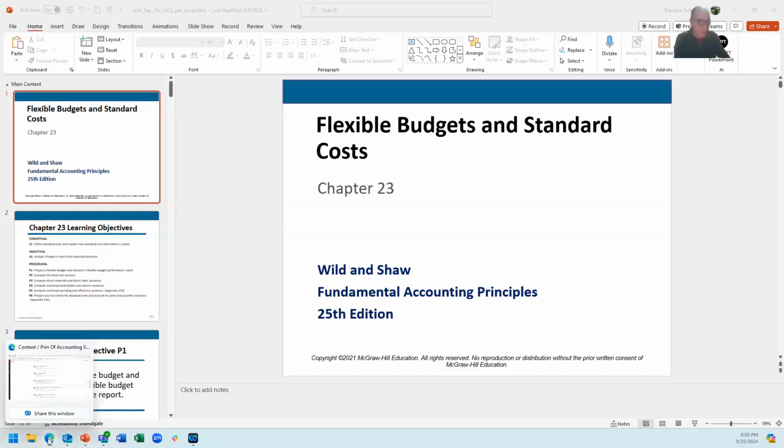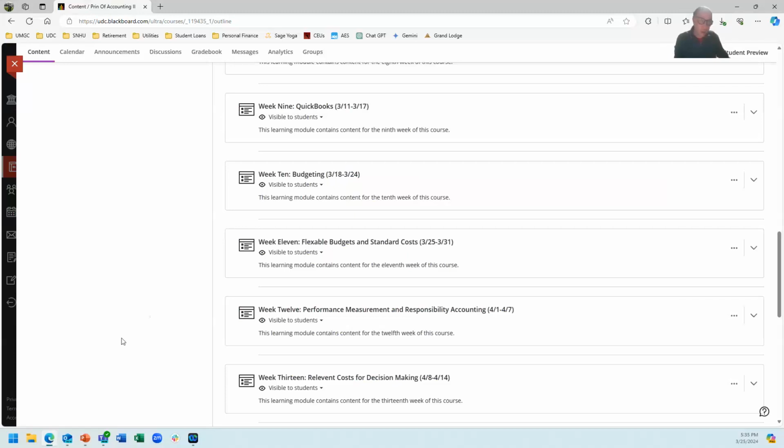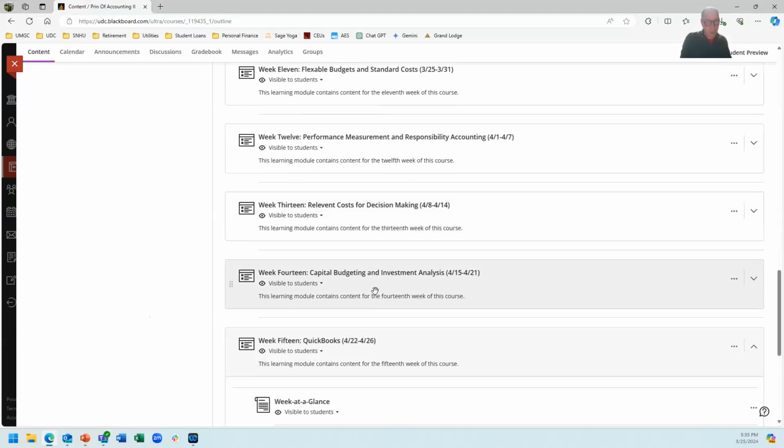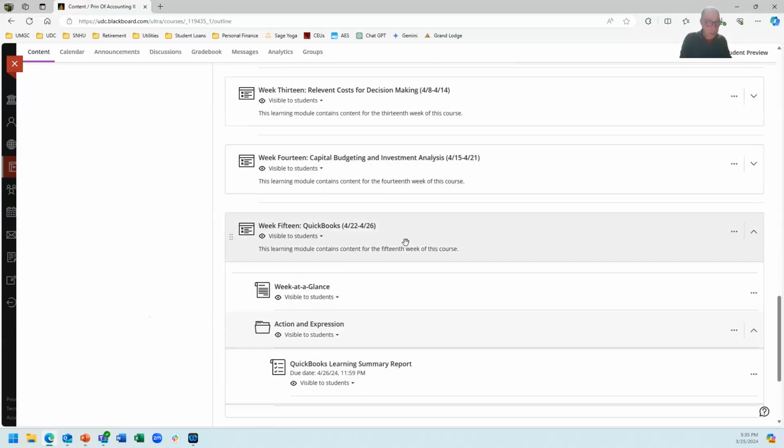So before we jump into the lecture, just to recap where we are, last week we talked about budgeting. That was in week 10. This week, we're talking a little bit more about budgeting, but we're also talking about cost variance and standard costs. Next week, we'll jump into performance management. The week after that will be relevant costs. The week after that will be capital budgeting and investments. And then the last week of the course will be a report that you'll write on QuickBooks.